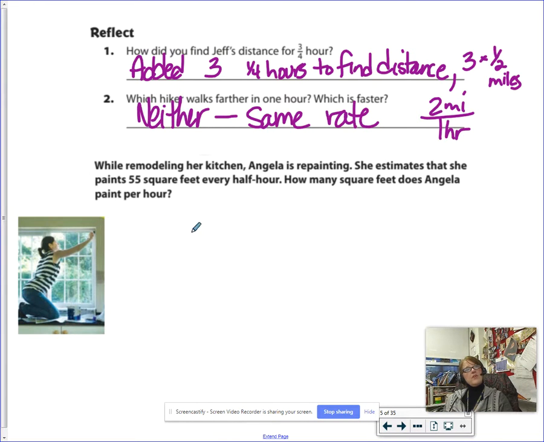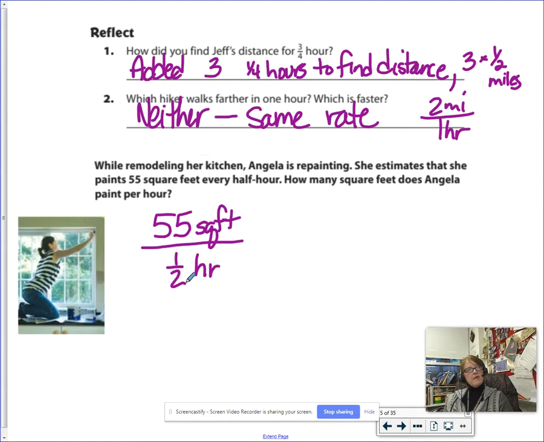While remodeling her kitchen, Angela is repainting. She estimates that she paints about 55 square feet every 1/2 hour. Stop right there. I'm going to write this as a rate. 55 square feet in 1/2 of an hour. How many square feet does she paint per hour?